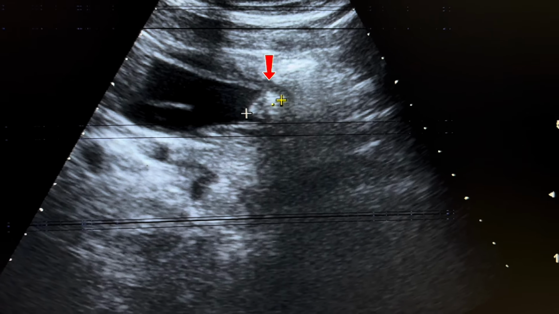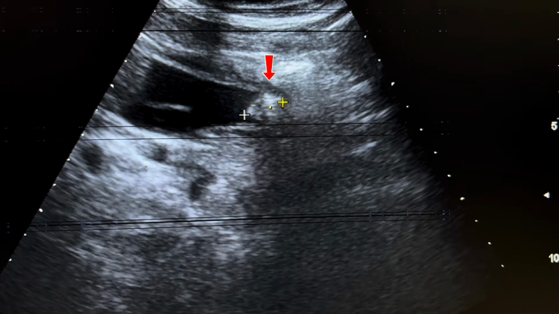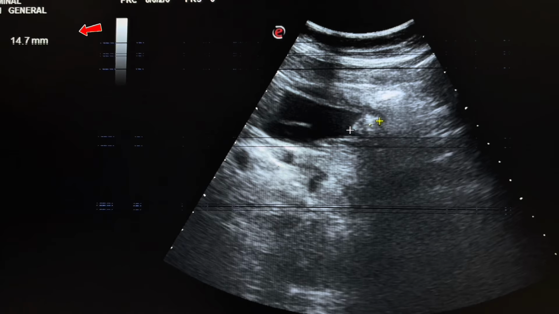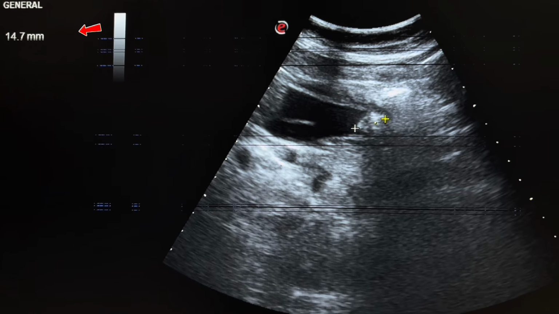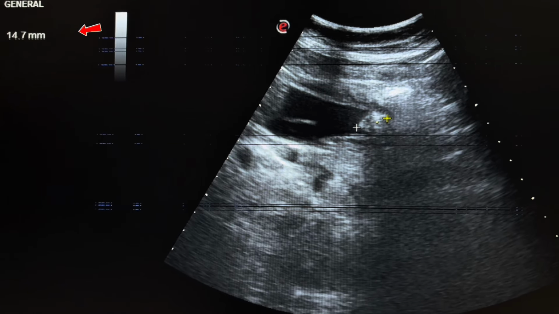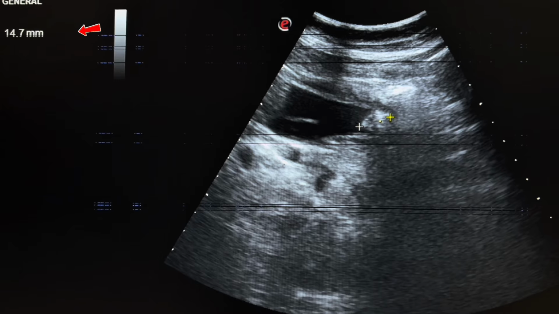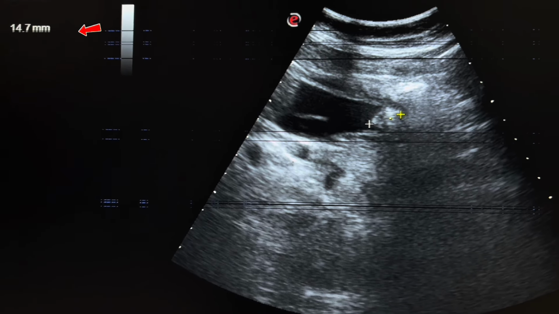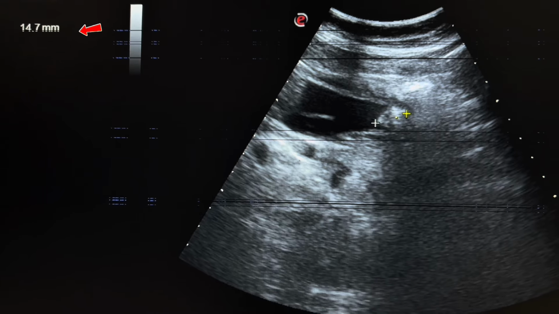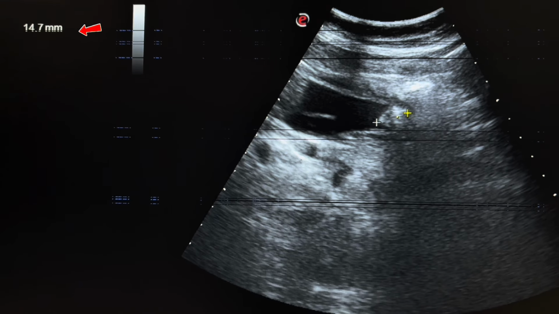Now we will measure the size of this stone. The size of the calculus is 14.7 millimeter, which is causing partial obstruction, as the patient had no jaundice and the biliary channels are also mildly dilated. Now we will see how to write the report.